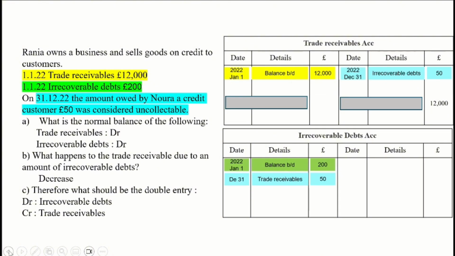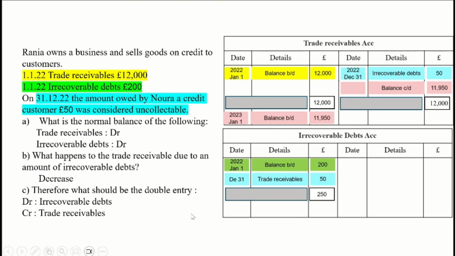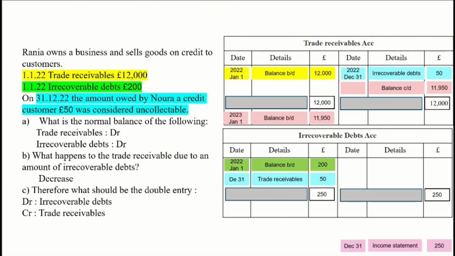Now let's balance off the trade receivable account. As you can see, debit side is greater, 12,000, bring it to the total. Take away 50 should give 11,950 as balance carried down. 2023 Jan 1st balance brought down 11,950. Now let's balance off the irrecoverable debt account. Debit side is greater, 250, and transfer to the income statement as at 2022 December 31st, income statement 250. Now this is how we complete the double entry for year-end irrecoverable debt.